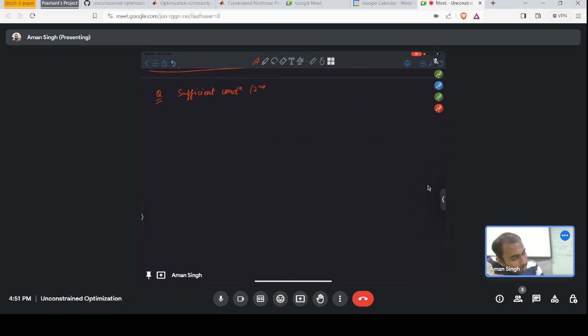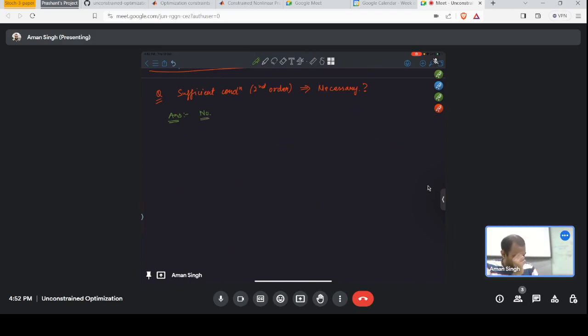Second order. Are these necessary? The sufficient means that if these conditions are true, then I guarantee that this is a local minima. But do all local minima have these conditions true? Is it necessary? So the answer, unfortunately, is no. They are not necessary.